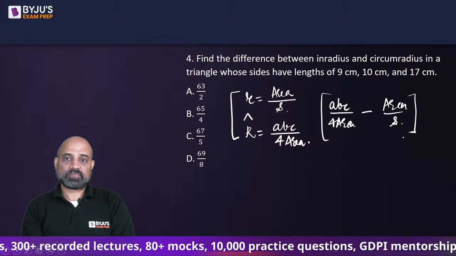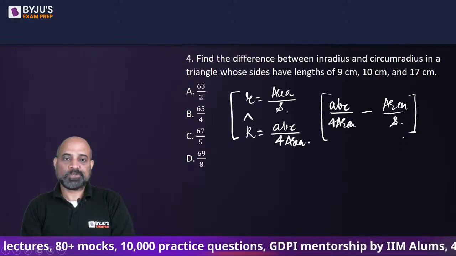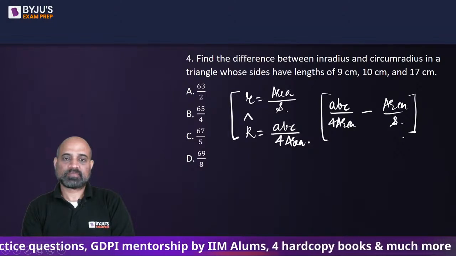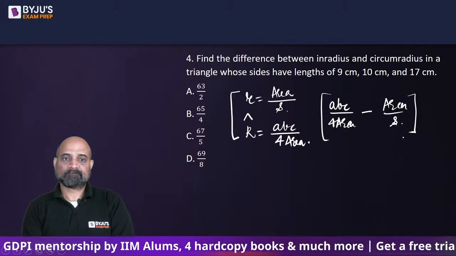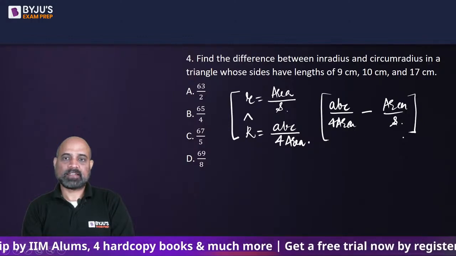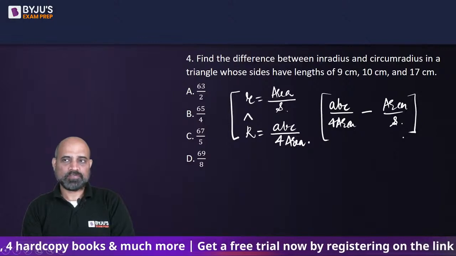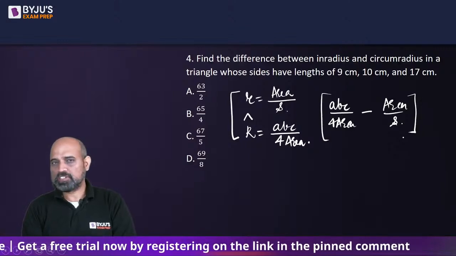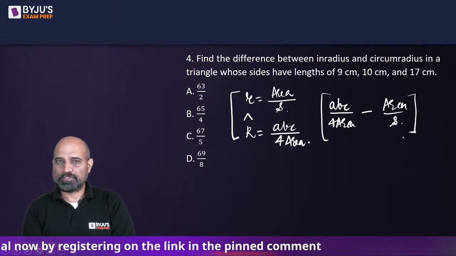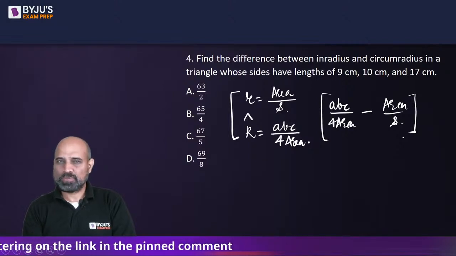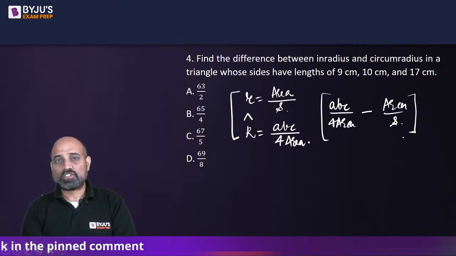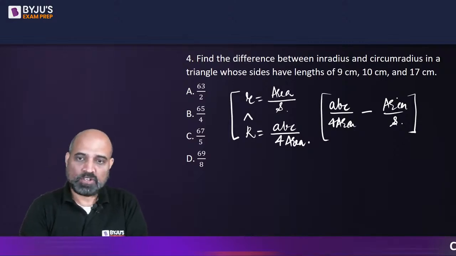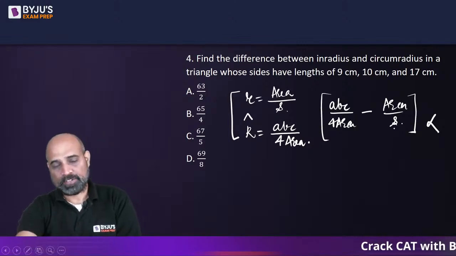ठीक है. So मेरे को ये लगता नहीं है कि इससे सॉल्व होना चाहिए. Can we use a shortcut? As in, can we improvise here? If you look at the options, 63 by 2 is in 30s, 65 by 4 is in 15-16s, 67 by 5 is 12-13, and 69 by 8 is 8. So the difference is huge. So obviously this is not going to work. बहुत calculative है, right?